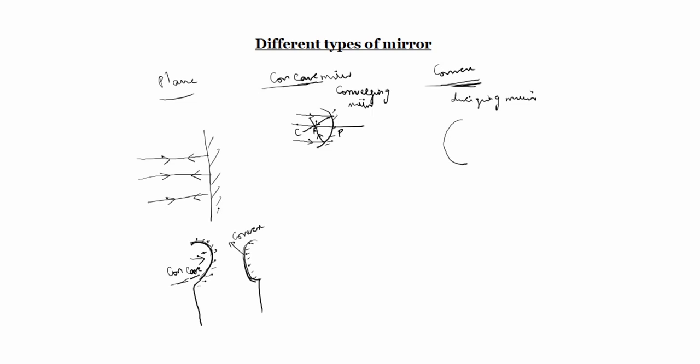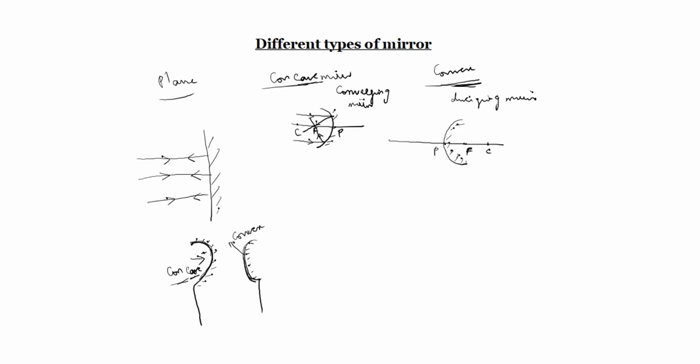So for convex, we have to draw the convex mirror. This portion is the polished one, the inside one is the silvered one. So this portion you have to silver. Draw the line. This is P, this is F, this is C. F is the focus, C is the center of curvature.